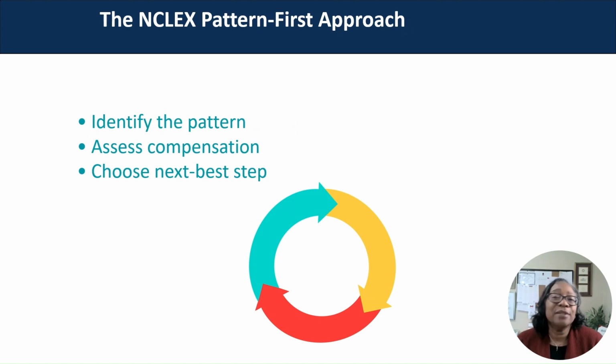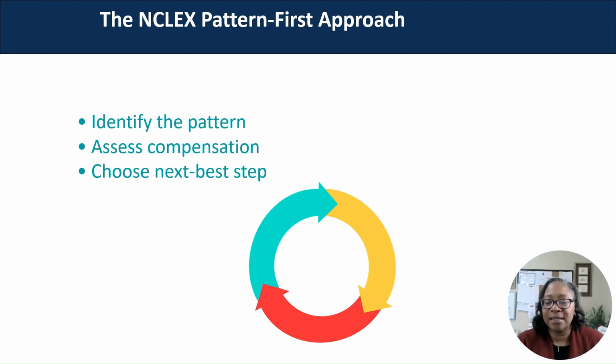When the NCLEX gives you labs, it expects you to do three things. Number one, identify a pattern. Are multiple labs moving in the same direction? Are the vital signs and the labs telling you the same story? Number two, decide if the patient is stable, compensating, or deteriorating. And number three, choose the safest next step. This is why memorizing normal doesn't really help you when the patient is starting to deteriorate. It doesn't help you at all.